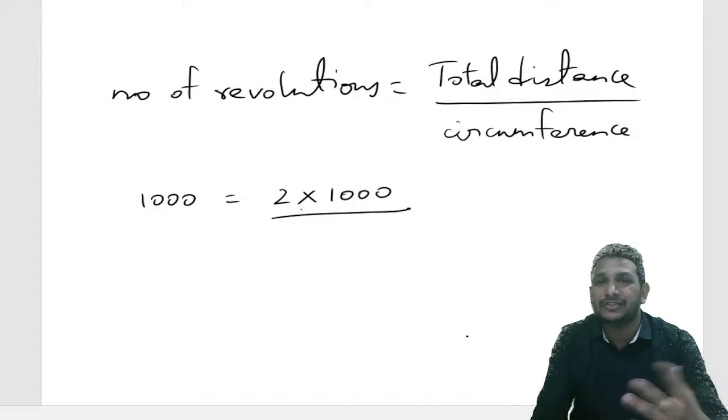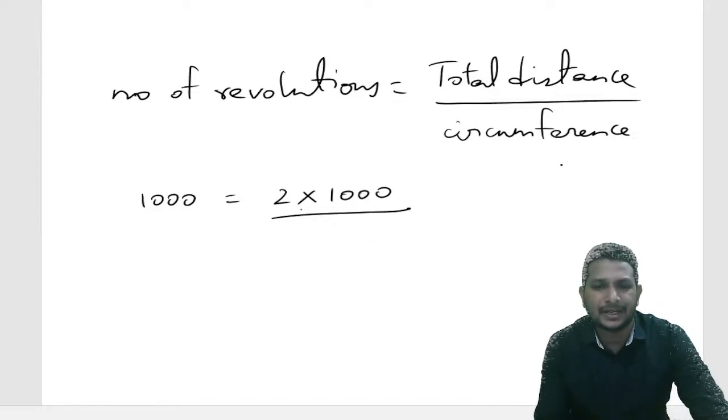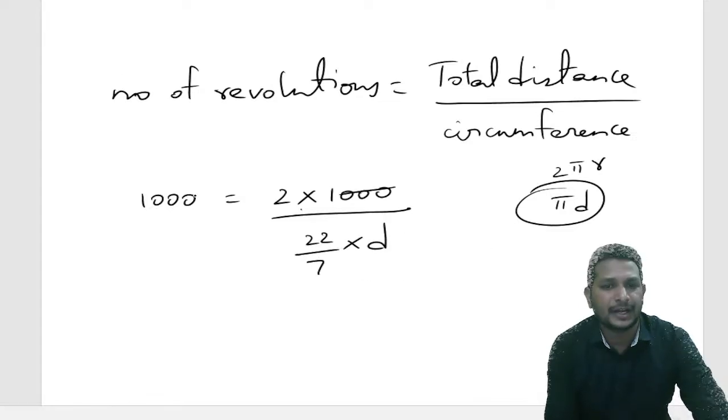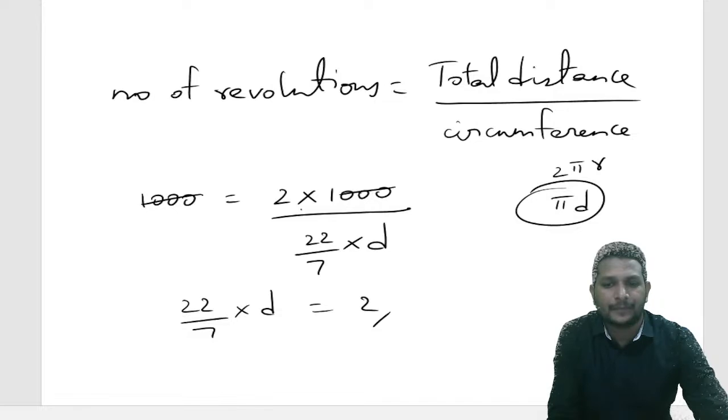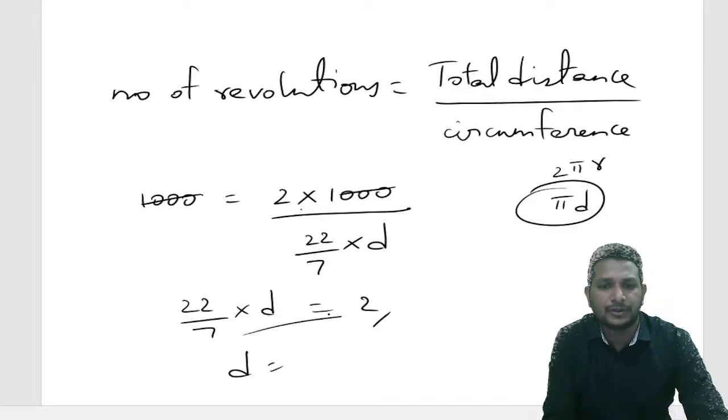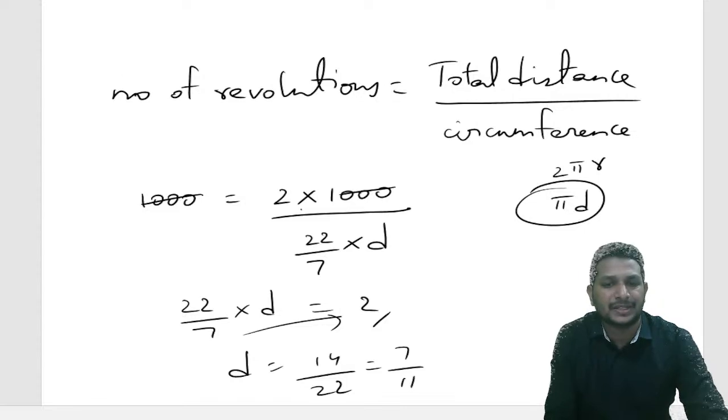As we need to find the diameter, the circumference formula is 2 pi r, but there is another formula, pi d, because they are asking to find the diameter. So pi is 22 by 7 into d. 100 will be cancelled. So 22 by 7 into d equals 2. So diameter equals 14 by 22, which is 7 by 11.